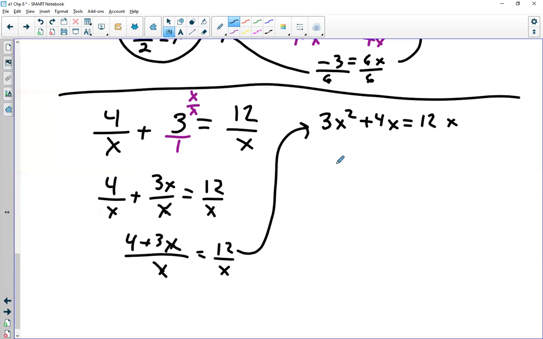Well, first, let me move everything to one side. 3x squared minus 8x equals 0. Well, if I take out x here, now look at the 3x minus 8. If you had 4 plus 3x equals 12 and subtracted 12 on both sides, it'll be 3x minus 8. So you still end up with the same thing.